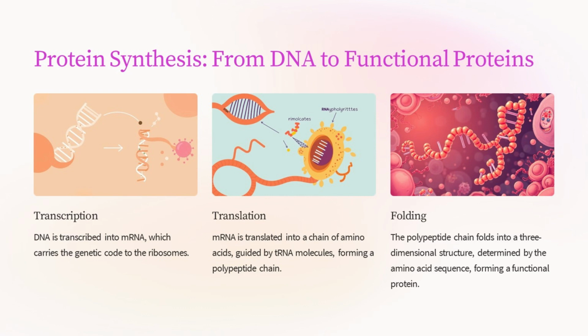In the second step, translation, the mRNA is read by the ribosomes, which use tRNA molecules to assemble a chain of amino acids, forming a polypeptide chain. Finally, the polypeptide chain folds into a three-dimensional structure, determined by the specific sequence of amino acids, resulting in a functional protein. This process is essential for the proper functioning of cells and the overall health and development of organisms.